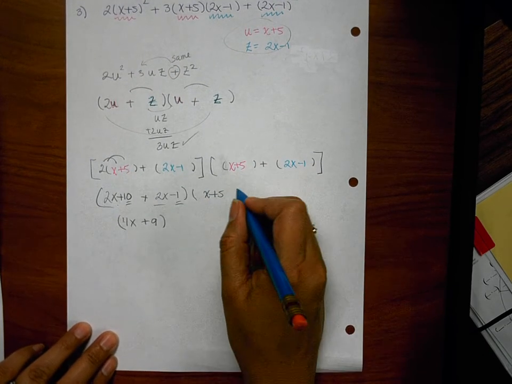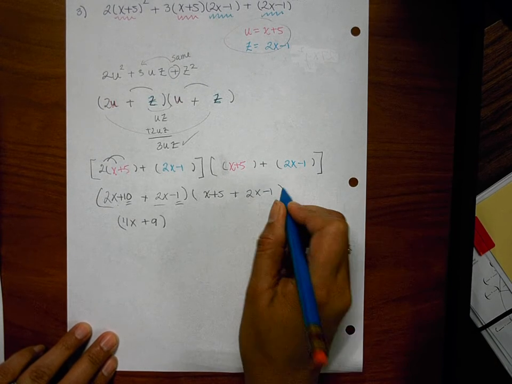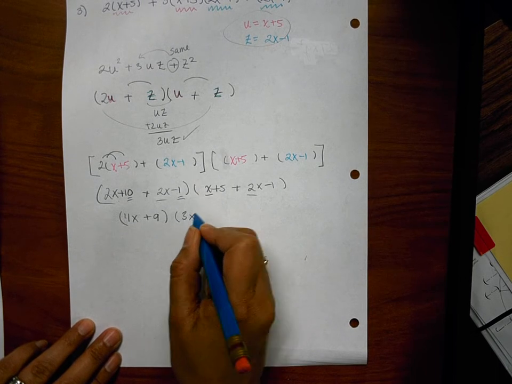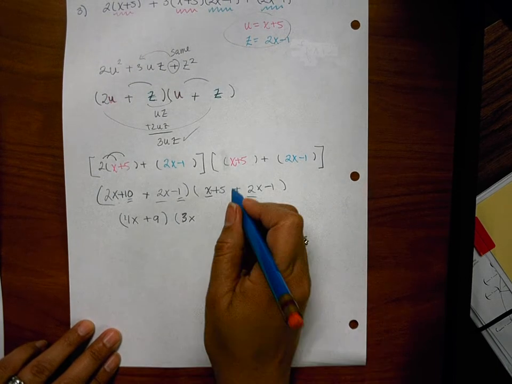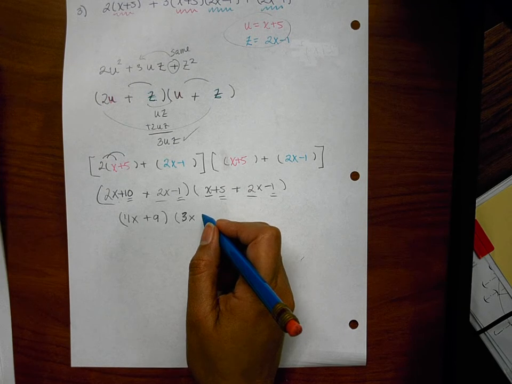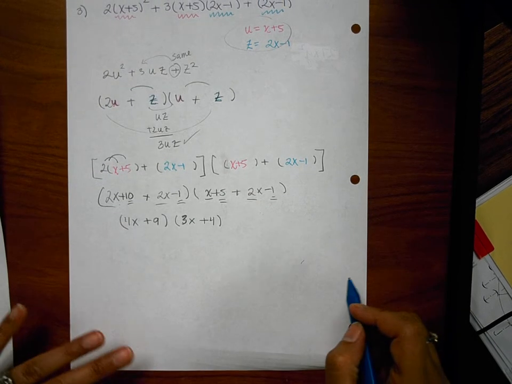All right, next one. X plus 5. There's nothing to distribute, so it stays. Plus nothing to distribute, so it's 2x minus 1. And let's combine like terms. That gives me 3x. And then positive 5 and negative 1 is plus 4.